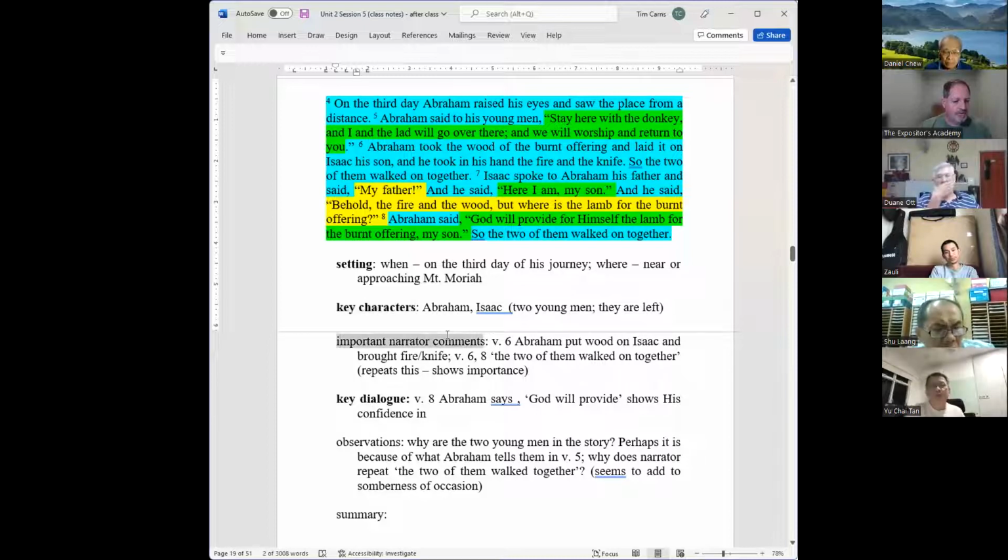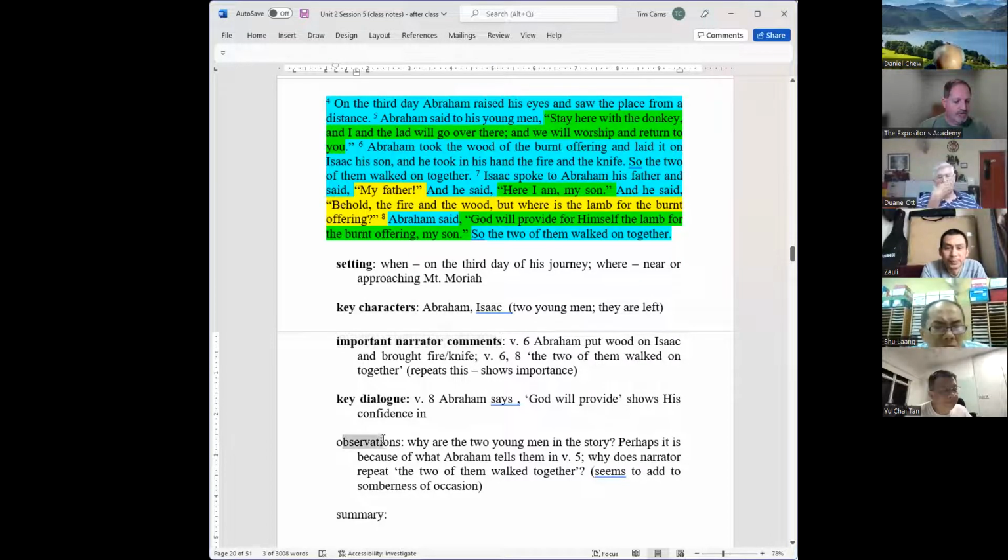It's easier to see. So let's just move to that part here. The key dialogue. One thing you mentioned, Abraham's response, God will provide, shows his confidence in God. What was the other? You made another comment, I think, about the dialogue, Daniel.